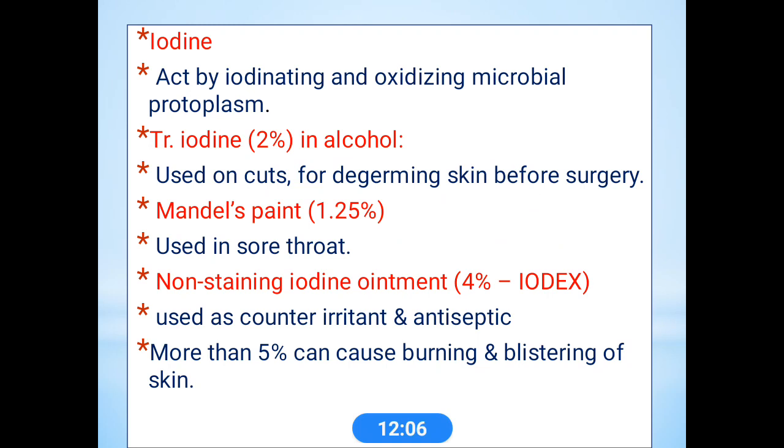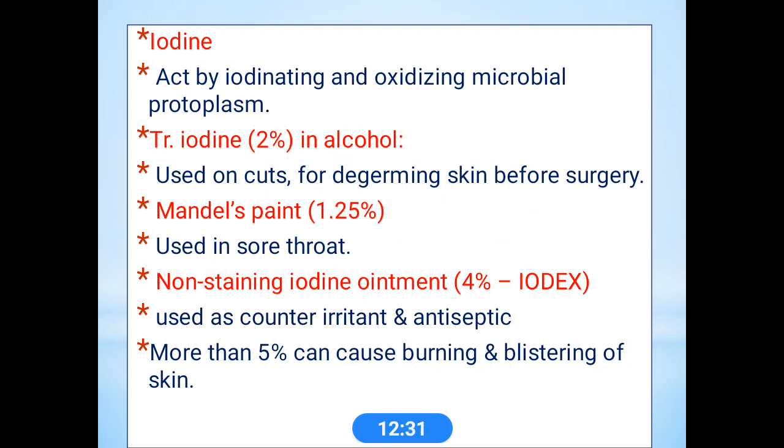Next is iodine. Iodine preparations have lots of applications. Iodine is an oxidizing agent, so it acts by iodinating and oxidizing microbial protoplasm. There are lots of iodine preparations, mainly tincture of iodine. This contains 2% iodine in an alcohol medium. It is mainly used for cuts and for degerming skin before surgery.